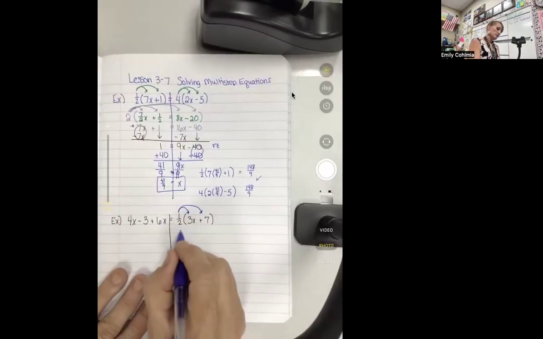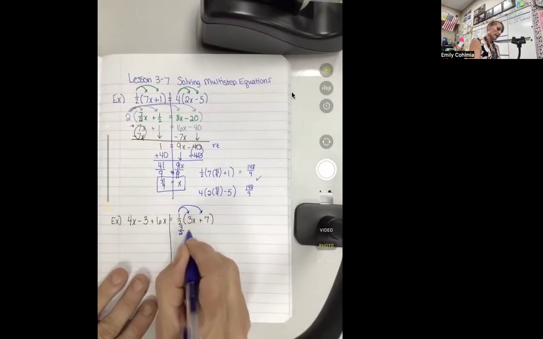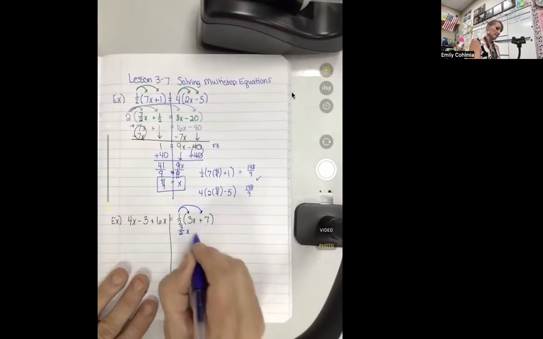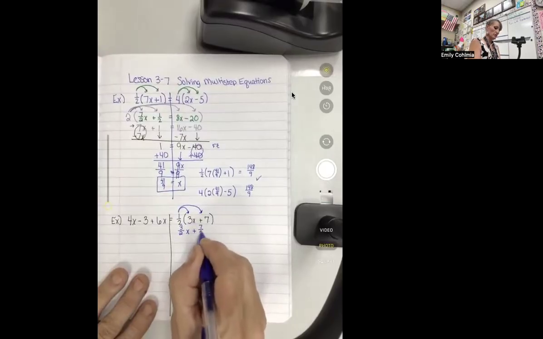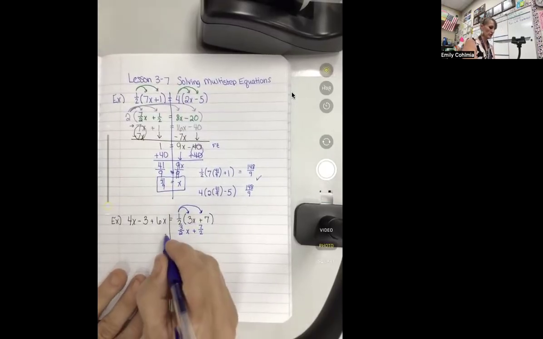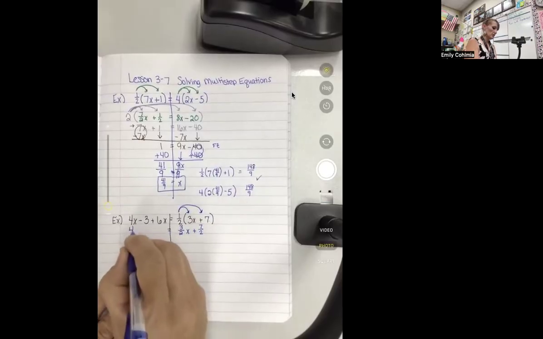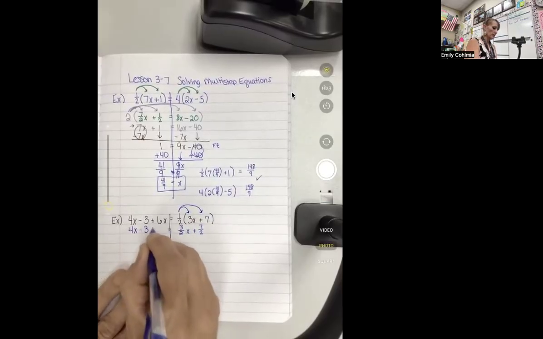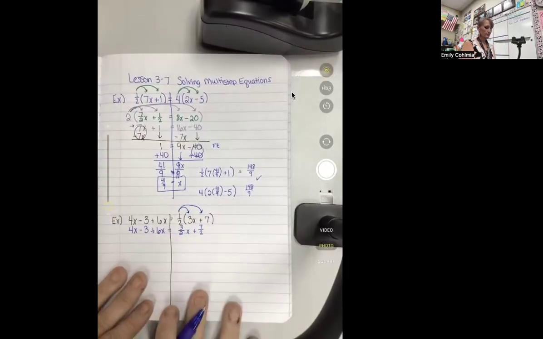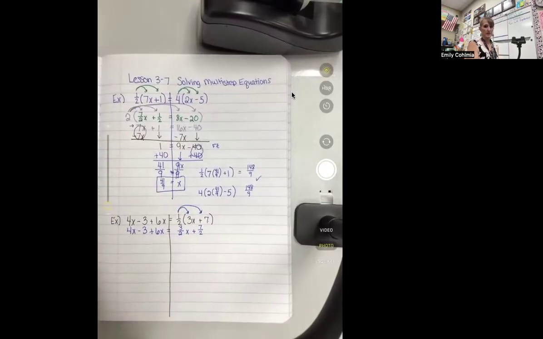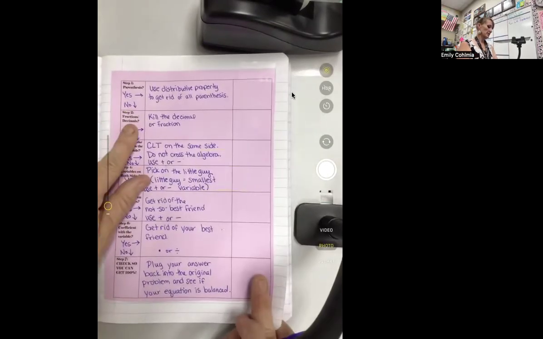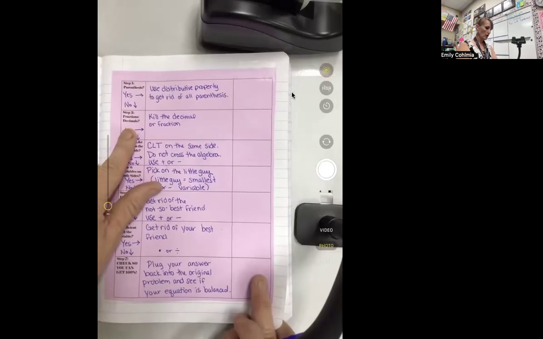So 1/2 times 3 is 3 over 2, x. 1/2 times 7 is plus 7 over 2. And you can put those in your calculator if you aren't sure how to do those. Over here, we're just going to bring this side down because there weren't any parentheses on this side. Okay, so now we've done step number 1. Step number 2 then says, are there fractions or decimals? Yes, there are.